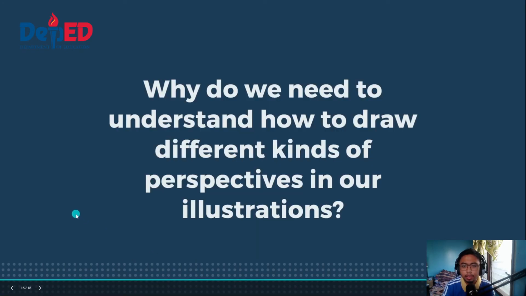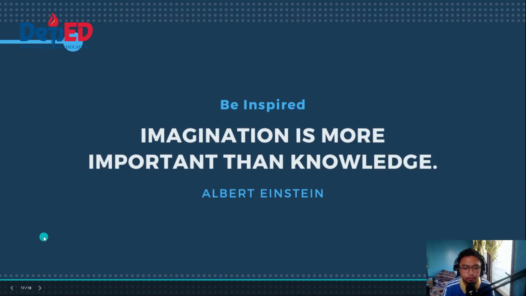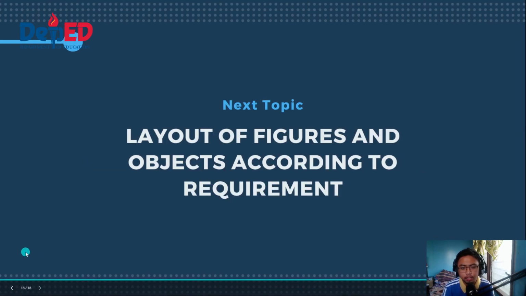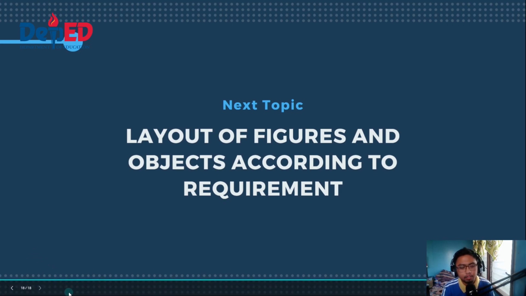So why do we need to understand how to draw different kinds of perspectives in our illustration? Again, you may pause this video and write your answer in the comment section down below. Remember, according to Albert Einstein, be inspired, imagination is more important than knowledge. And for our next topic, layout of figures and objects according to requirements. I hope you've learned something from our lesson, and we'll see you again next time.